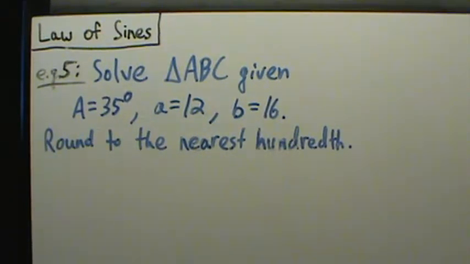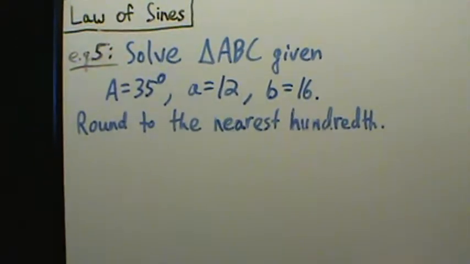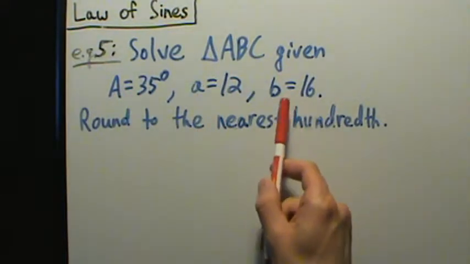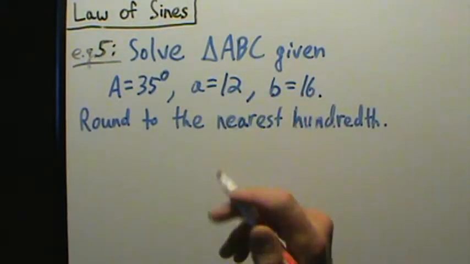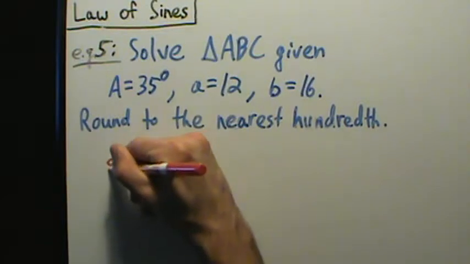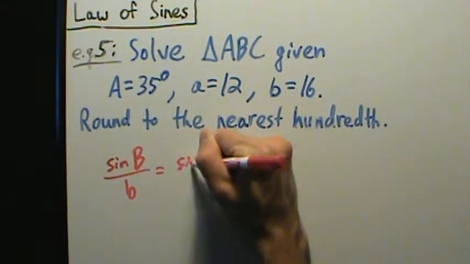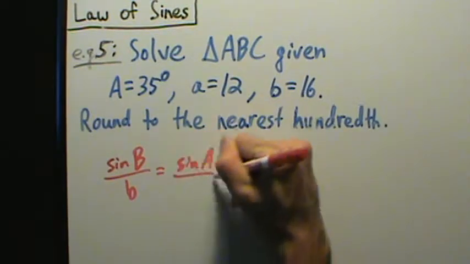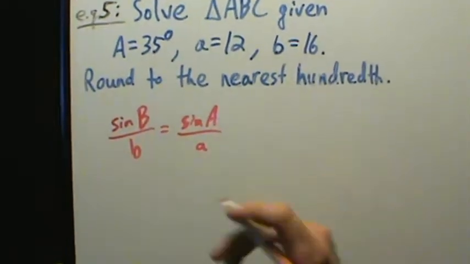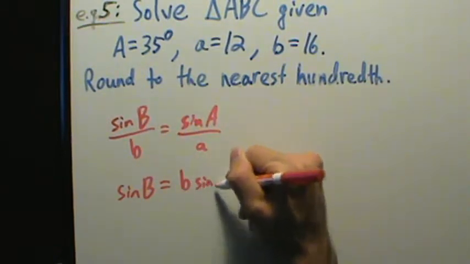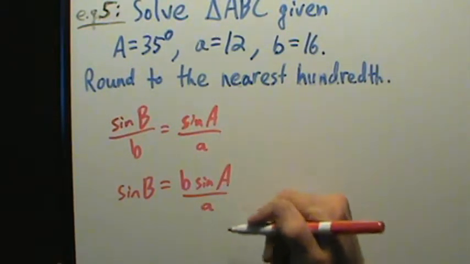Again, we can't draw a picture yet because we don't have enough information to get an accurate picture of the triangle. So we have capital A and little b, so let me use the law of sines to get capital B. Sine of B over little b equals sine of A over little a. Multiply both sides by little b, and I get sine of B equals little b sine A over little a.